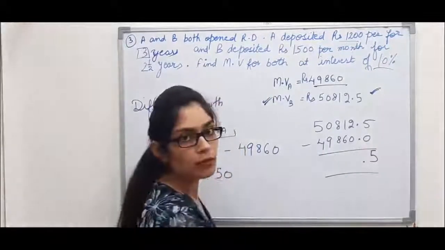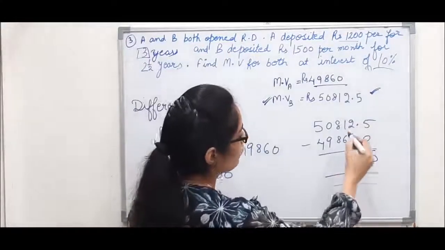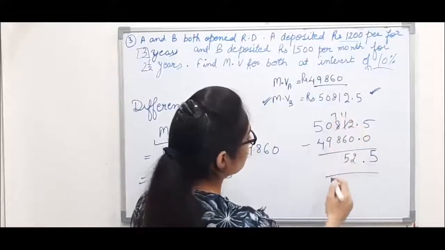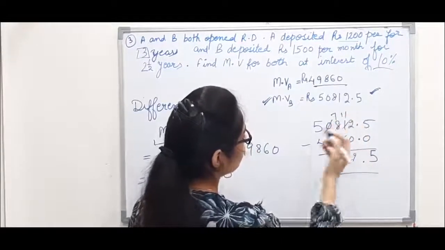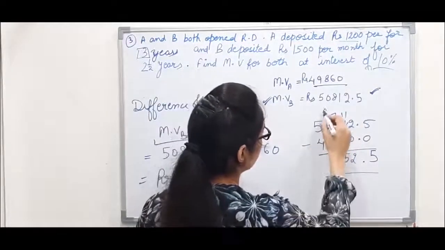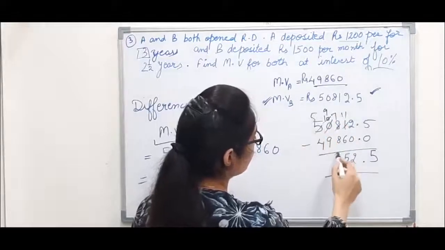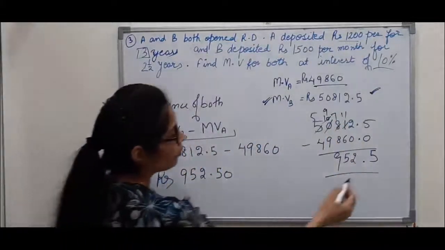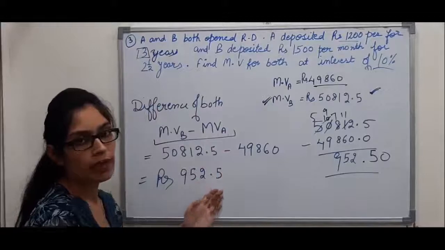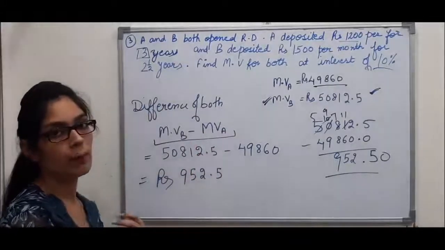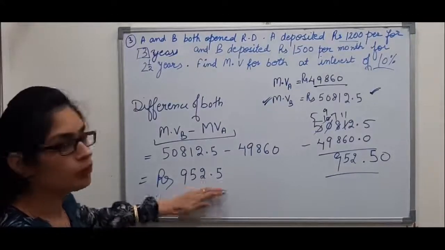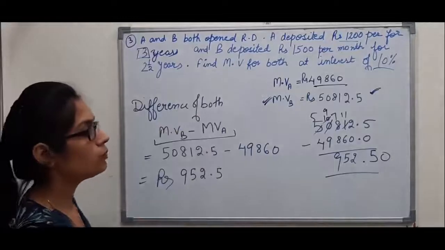5 minus 0 is 5, 2 minus 0 is 2, 11 minus 6 will be 5 because we will carry. So here it will be 17 minus 8. It's simple subtraction. I am sure everyone can do it. So it will be 952.5, also you can write 952.50, both are the same. So 952.5 is the difference of the maturity amounts of both A and B. So B will get rupees 952 more than A. So this was our question.